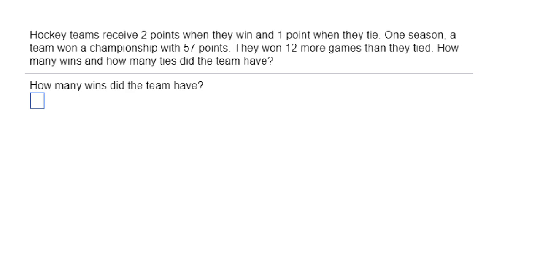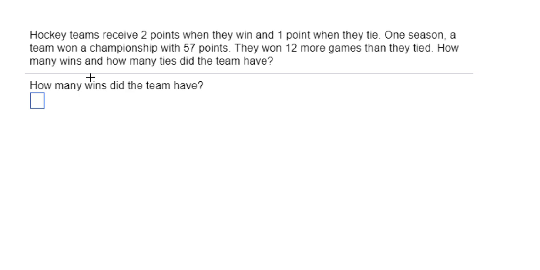So let's look at this problem. Hockey teams receive 2 points when they win and 1 point when they tie. One season, a team won a championship with 57 points. They won 12 more games than they tied. How many wins and how many ties did the team have?